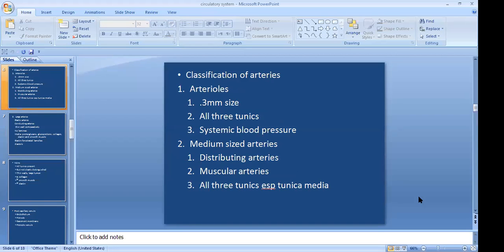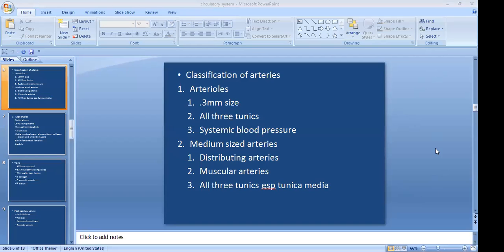We have arterioles, medium-sized arteries, and large-sized arteries. In arterioles, all three tunicae are present, and usually the systemic blood pressure is regulated by the constriction and dilatation of the arterioles.